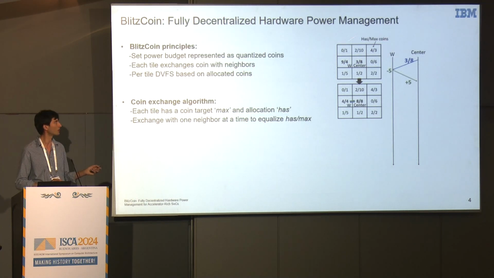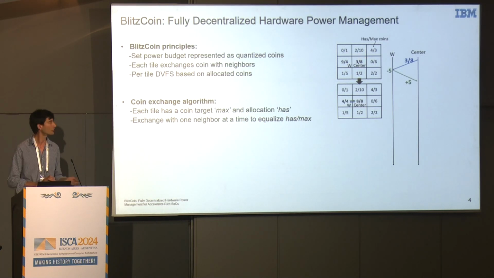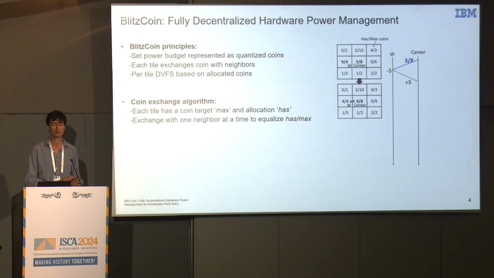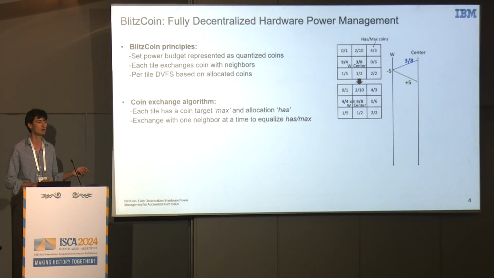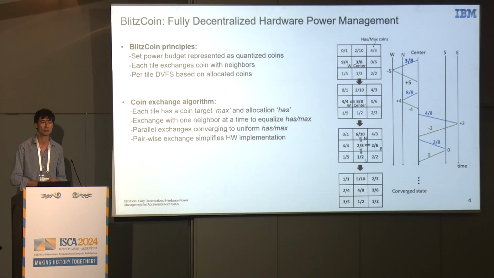So here is how it's done in a bit more detail. In this example of a 3x3 SoC, each tile has a coin target max and a current availability has. So then, for example, the center tile will send a message to its left neighbor, saying I have 3 coins, I will need 8. Based on this, the neighbor will give 5 coins back to the center tile. And this exchange keeps happening in parallel across all the different tiles, leading to a global convergence where all the tiles have the same has-to-max coin ratio.